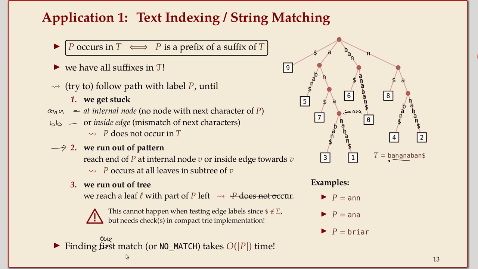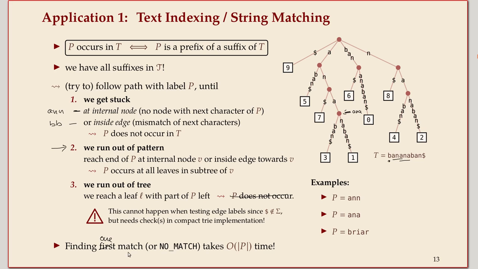So you can find one match in the tree. If you modify the assumption on the last slide, you get the first one. But as it's written here, you should say one match. You can find some match in the text if it occurs in this time, or you can find out that this pattern does not occur.